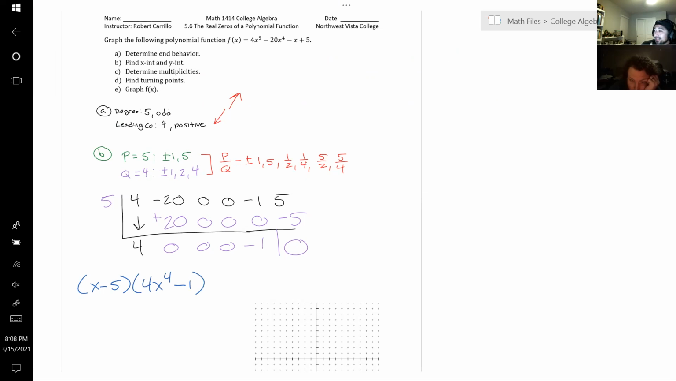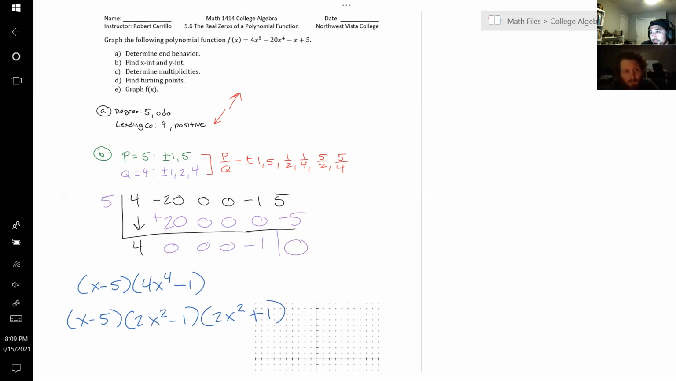Is this a difference of squares? Is 4 a perfect square? Yes. Is 1 a perfect square? Yes. And x to the fourth is definitely a perfect square, x squared squared. So 2x squared squared minus 1 factors as 2x squared minus 1 and 2x squared plus 1.